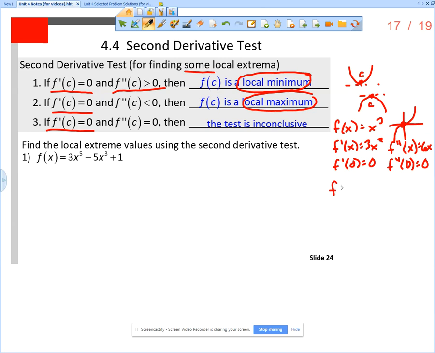But what about f of x equals x to the fourth? All right, f of x equals x to the fourth. What does that graph look like? Well, it's kind of like a parabola. Looks like this. So what would you say is going on at x equals 0? Well, there's a local minimum there.